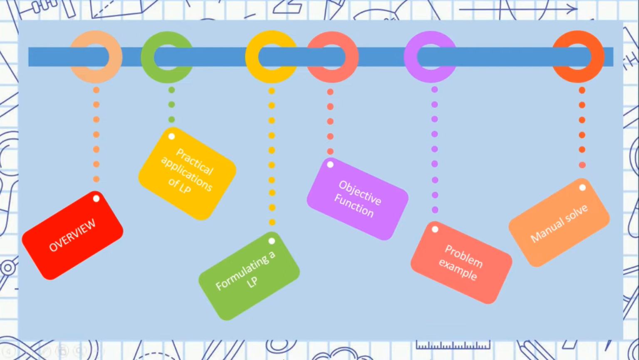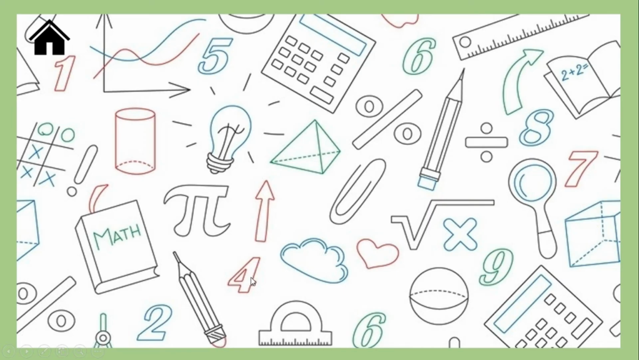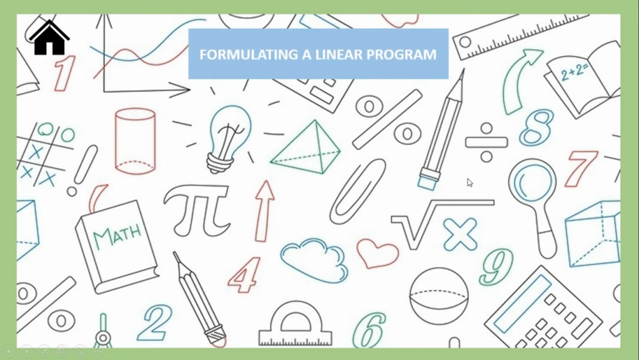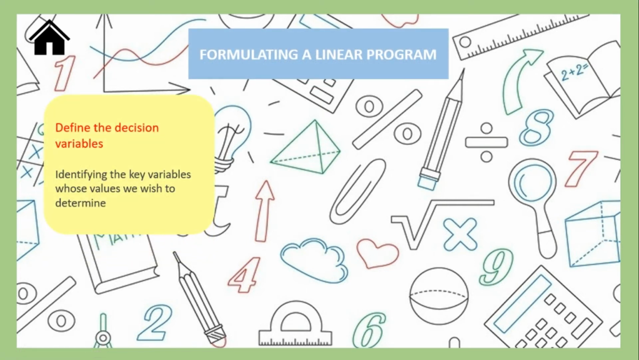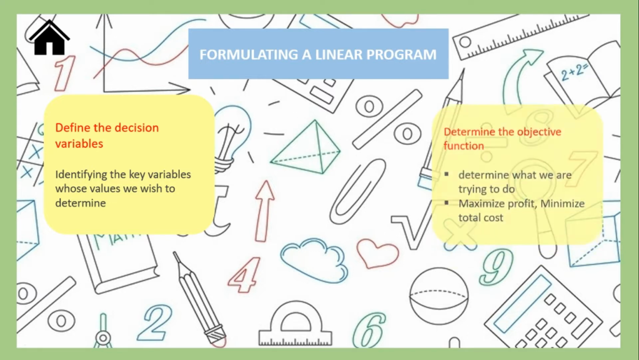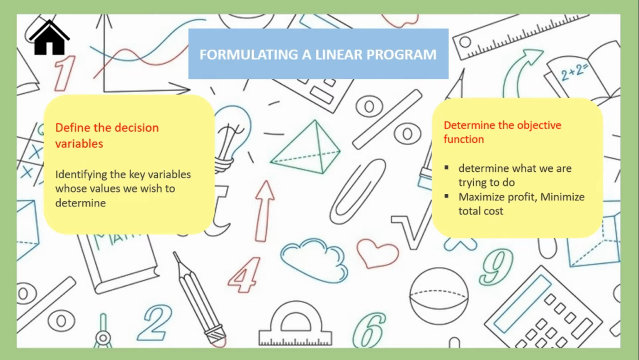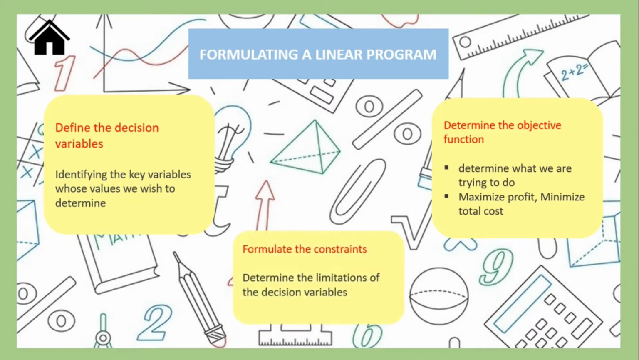Next, formulating a linear program. First, define the decision variables by identifying the key variables whose value we wish to determine. Second, determine the objective function by determining what we are trying to do, maximize profit or minimize total cost. And last, formulate the constraints by determining the limitations of the decision variables.